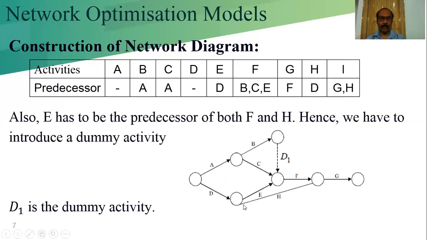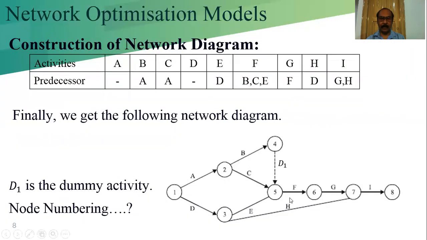So from here, this H should be here. I is the G and H. Then this will be the I. This is wrong. And in this case, D1 is the dummy activity. And this is correct, and that was wrong. Now, in this case, I's predecessors are G and H. That's why H is connected to here after the G, and I is connected to the last node.